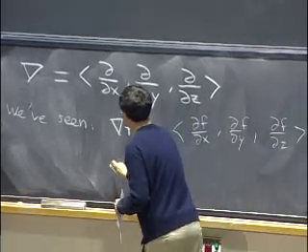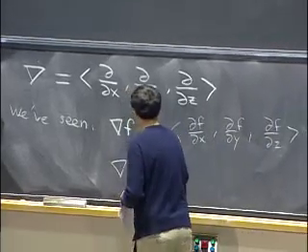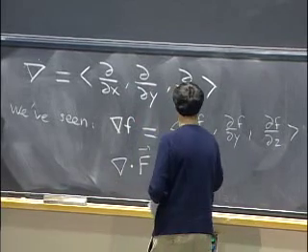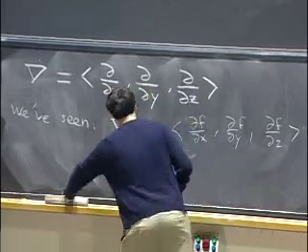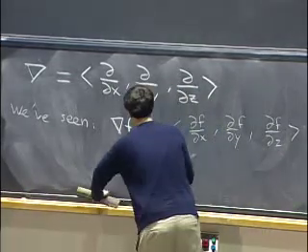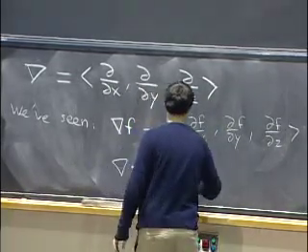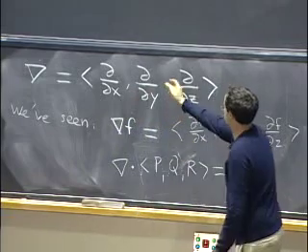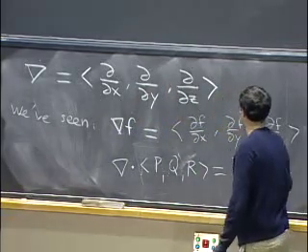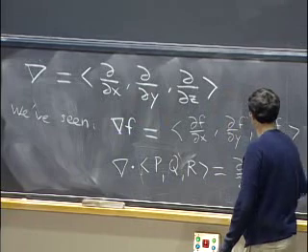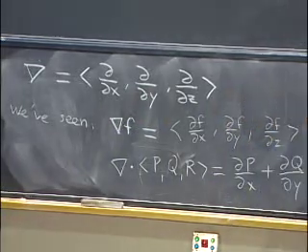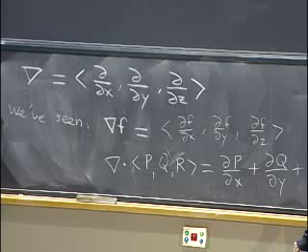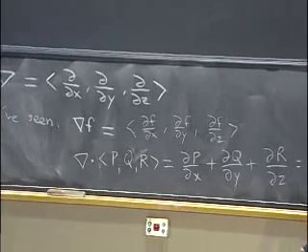And we've seen that if you do the dot product between del and the vector field, so maybe I should give it components, P, Q, and R. Well, when you do the dot product between these two vectors, you'll get partial P, partial X, plus partial Q, partial Y, plus partial R, partial Z, which is the divergence.